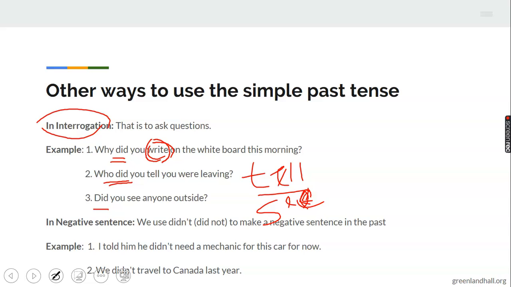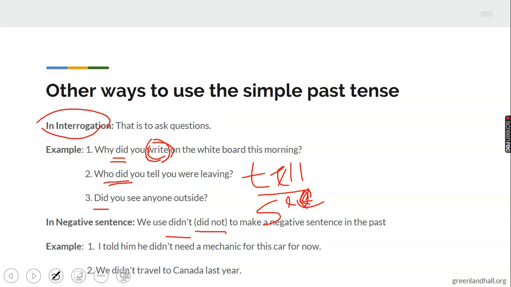Good. Now, apart from interrogation, we can also use it in negative sentences. What do we mean by negative sentences? Negative sentences are sentences in which we use "didn't" or "did not." When you want to make a negative sentence, we use "didn't." "Didn't" stands for "did not." That's the full meaning of "didn't." Now, I have a sentence here. It says, I told him he didn't need a mechanic for this car for now.